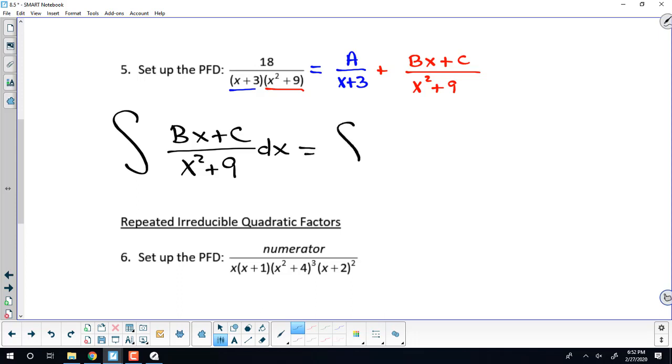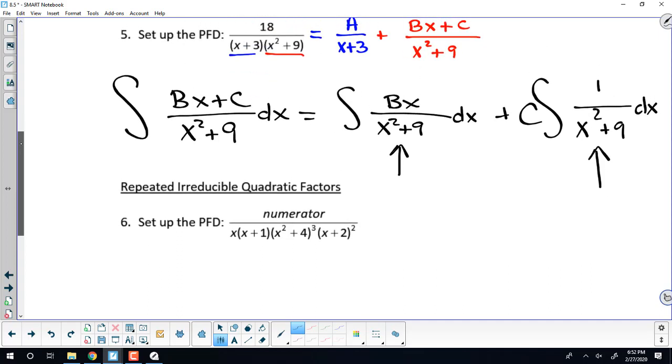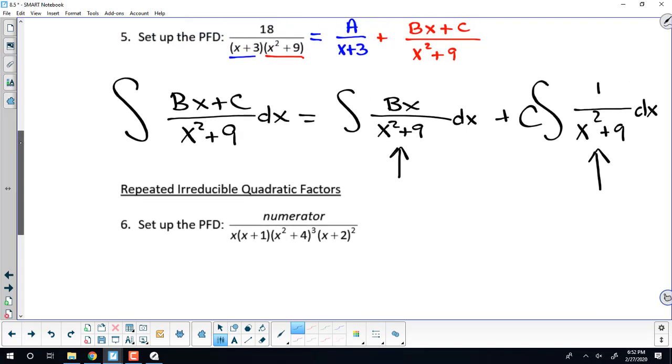So like this would be the integral of bx. If you split it up like that, this one here, of course, is inverse tangent. This one here is virtually in logarithmic form, or it's a u-substitution. So that's how we'll handle those when we come across them. How about x times x plus 1, x squared plus 4 cubed, times x plus 2 squared?